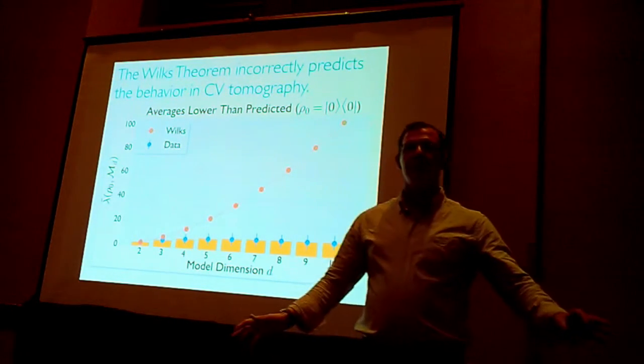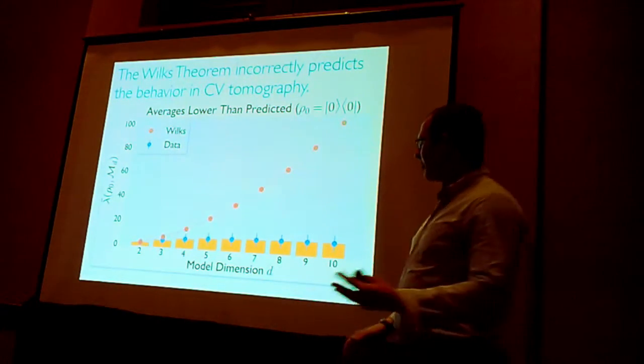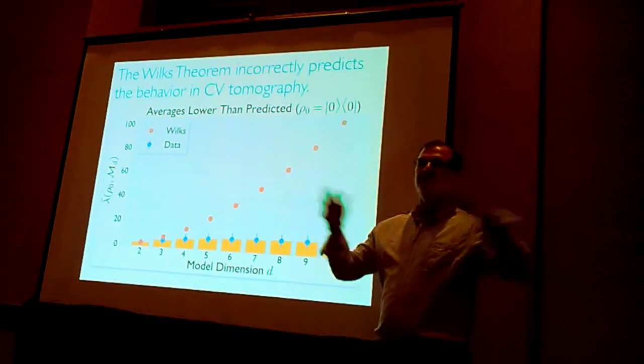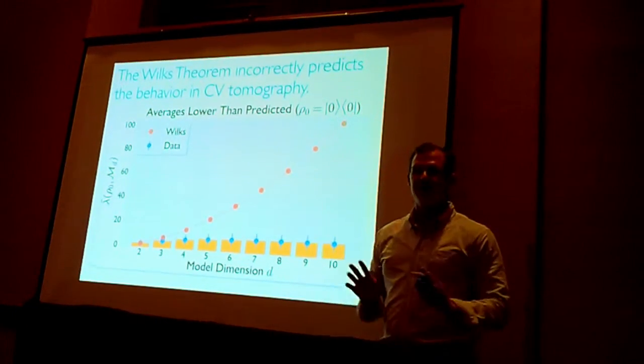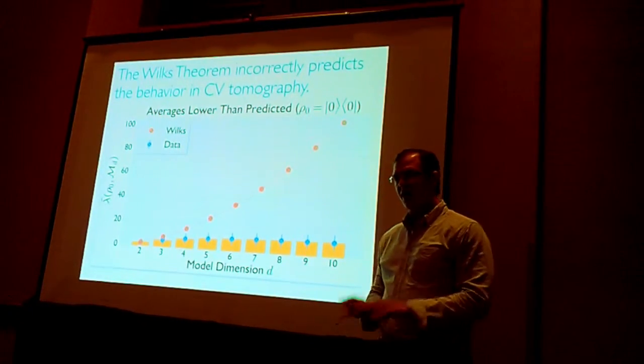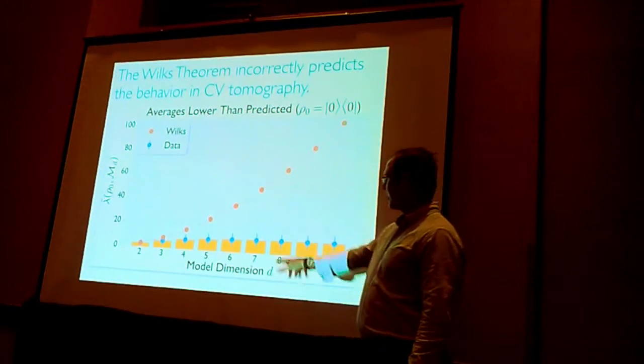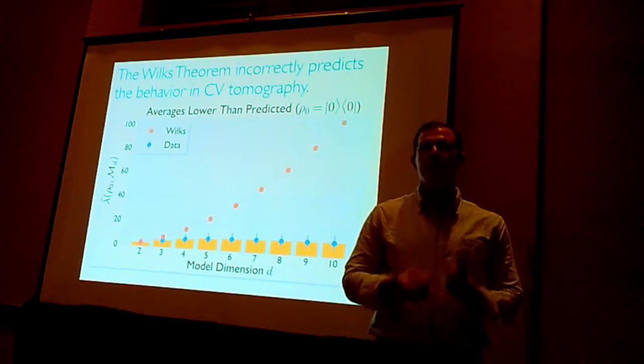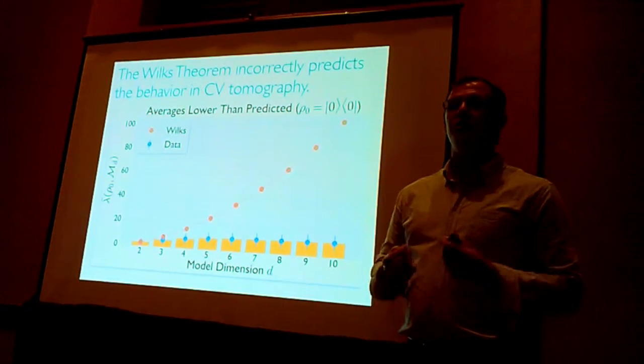Simulate this POVM. Do MLE in Hilbert space dimensions 2 through 10. Pick many order 100 independent data sets. Compute this statistic. Average over 100 data sets. Get these very nice blue dots. Then ask yourself, what does the Wilks Theorem say that these averages should be?